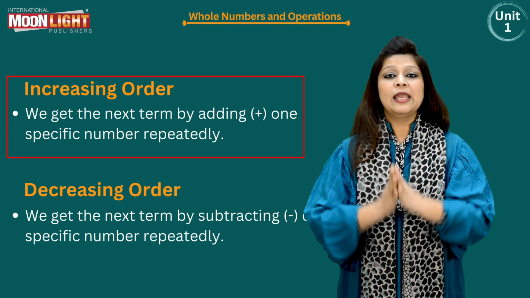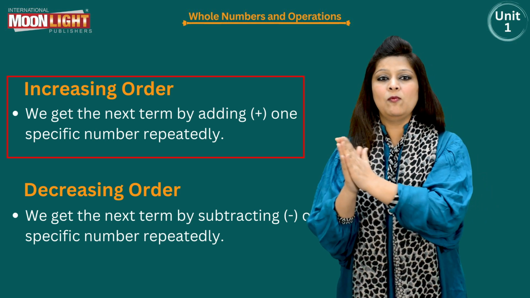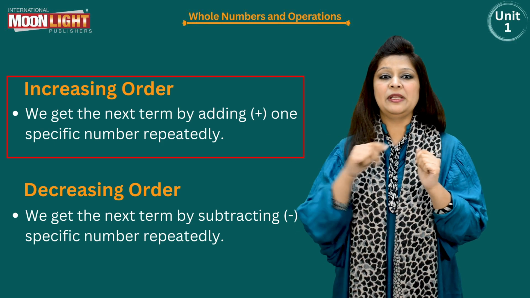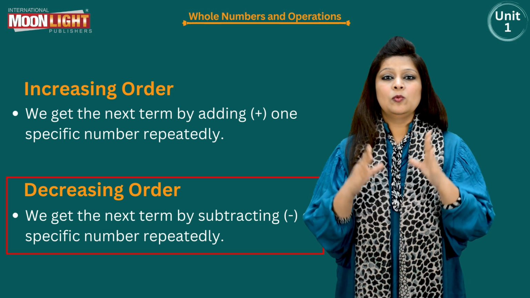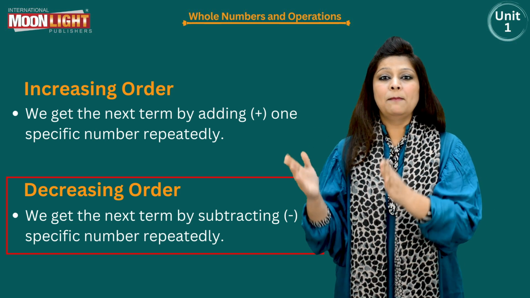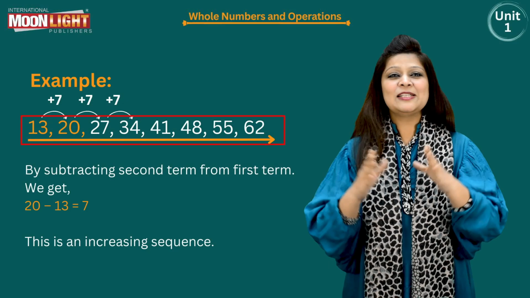For example, in increasing order, we get the next term by adding one specific number repeatedly. And in decreasing order, in the same way, we get the next term by subtracting one specific number repeatedly. Let's solve an example.